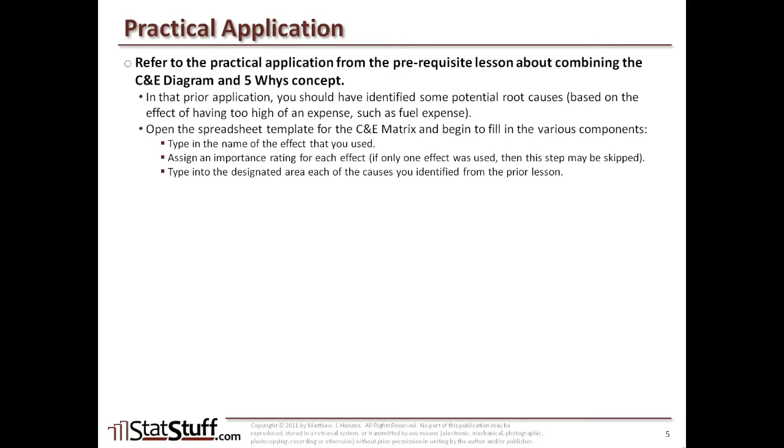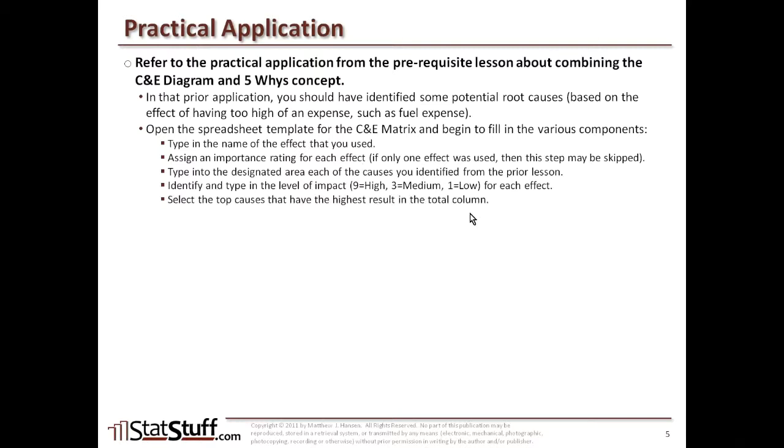Also then, type into the area that's designated each of those different causes that you identified in that prior lesson. And then type in the level of impact or influence each of those root causes had for each of those effects based off of the ranking that we had discussed in this lesson. And then select the top causes that have the highest result in the total column. So look at those results in the total column and figure out which are the top few that really stand out among all the other potential root causes. And then you can use that as your basis for narrowing down your list to find out which ones are the most likely candidates or the most critical ones that lead to your undesirable effect.